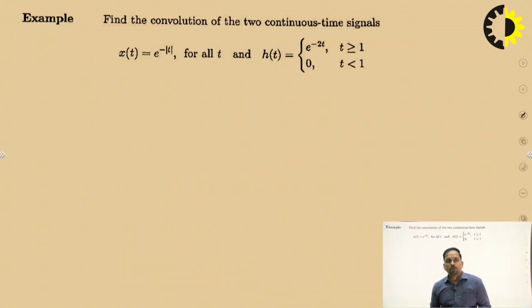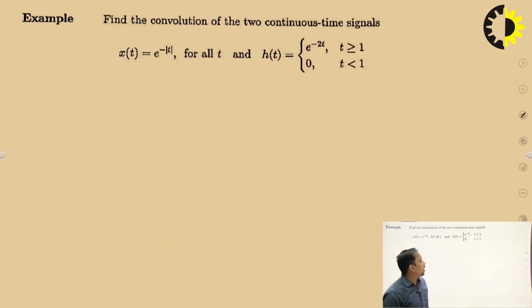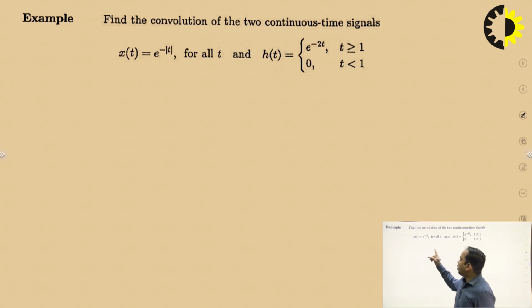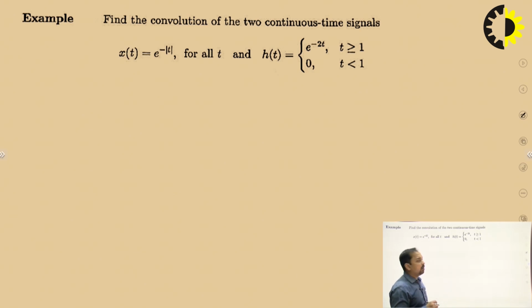To elaborate, we have a numerical here: find the convolution of two continuous time signals. We have x of t equal to e raised to power minus mod of t for all t, and h of t equal to e raised to power minus 2t, which is valid for t greater than 1, and 0 for all t less than 1. So what are the steps? First step is plotting x of tau and h of t minus tau.